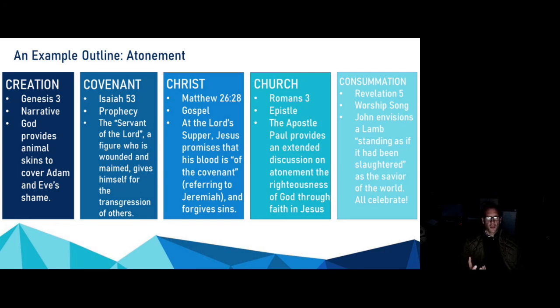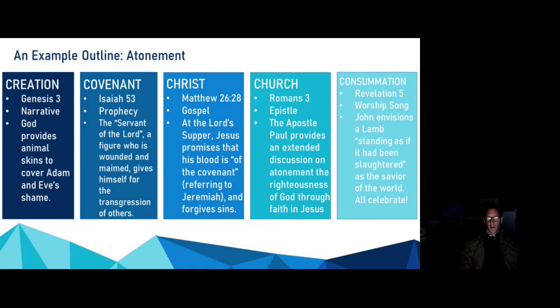Looking at that first seed, creation, Genesis 3 tells a story about Adam and Eve falling into sin and then being ashamed of their nakedness. After this happens, God provides animal skins. So some animal is sacrificed to cover over Adam and Eve's shame. So we get this idea of standing in to provide purity, the covering over of the sin of Adam and Eve.